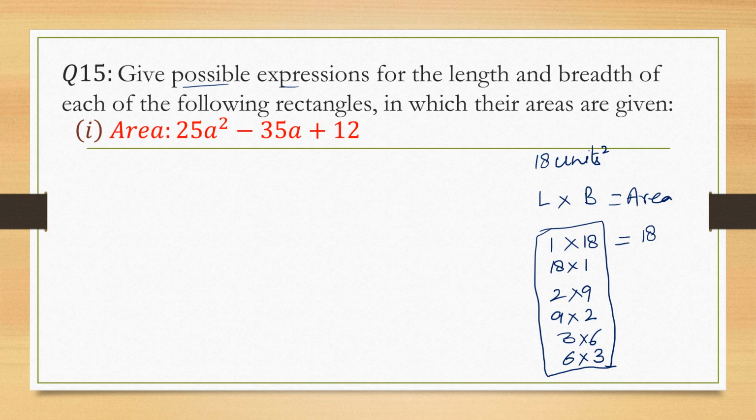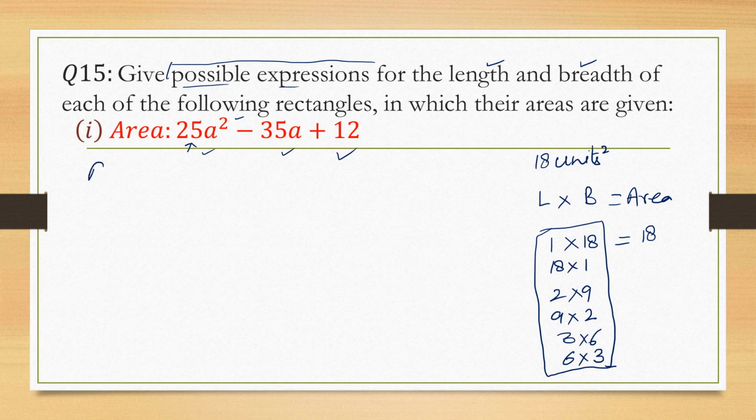So same way here the question is given as area equal to 25a square minus 35a plus 12, and you have to write the possible expressions for the length and breadth. So what we are going to do? We are going to factorize this. Now this is the quadratic polynomial as its degree is 2. And the coefficient of first term is not 1. So do you remember we have done few questions like this in exercise 2.4. We'll do the splitting of the terms.